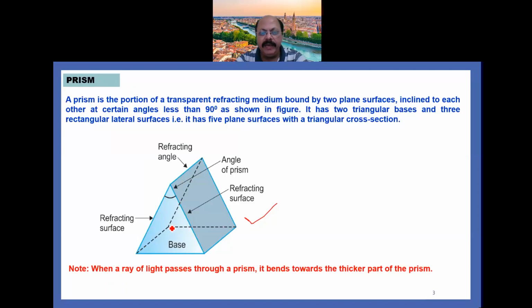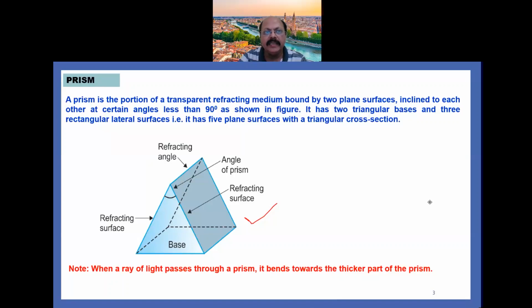So when a ray of light passes through the prism, it bends towards the thicker part of the prism. That is, when going from rarer to denser medium, it bends towards the normal which we have drawn. So a ray of light, when it travels from a rarer medium to a denser medium, bends towards the normal. So this is about the prism.